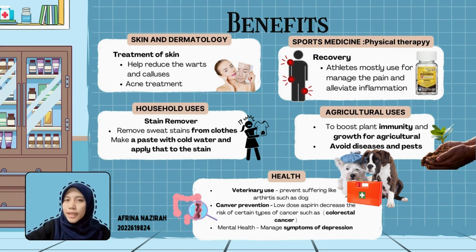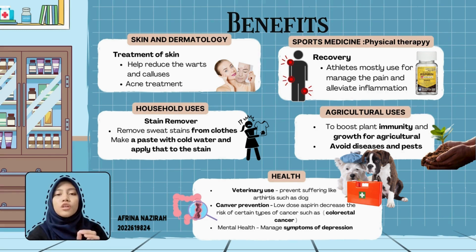For humans, cancer prevention is crucial, using low-dose aspirin to decrease the risk of certain types of cancer, especially colorectal cancer. Colorectal cancer is the type of cancer that affects the colon or the rectum. Is it one of the most common types of cancer worldwide? Moreover, for animals such as dogs, aspirin can also be used to prevent suffering from arthritis.